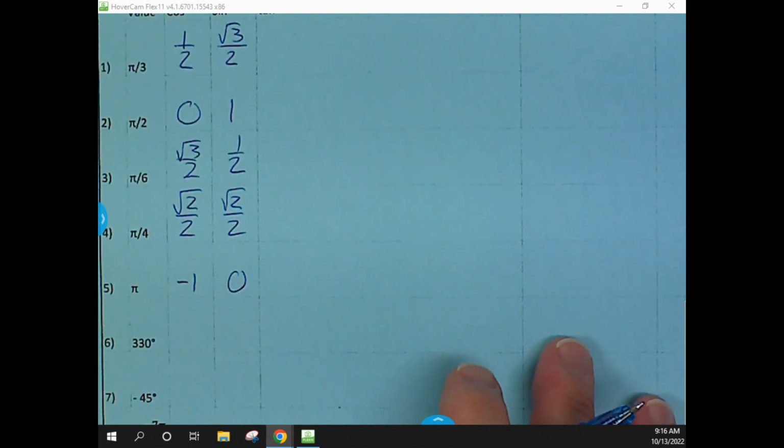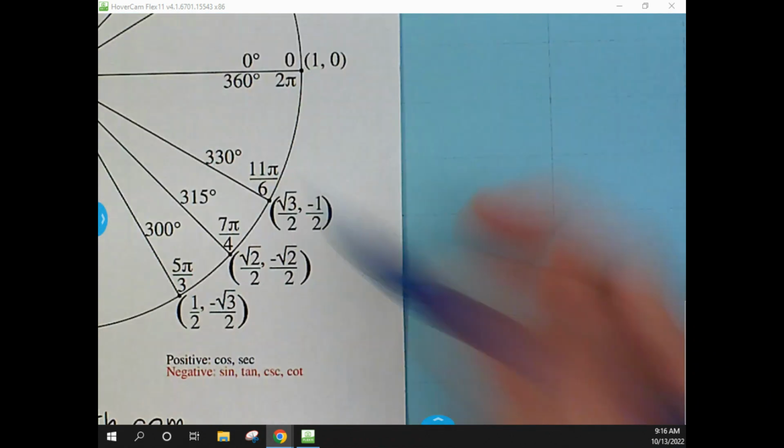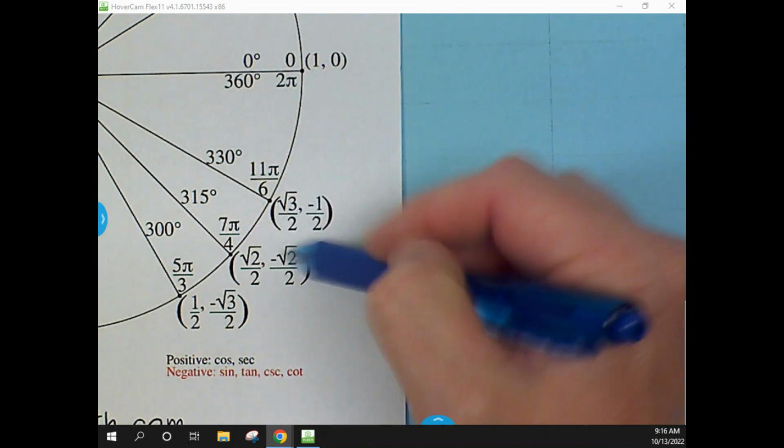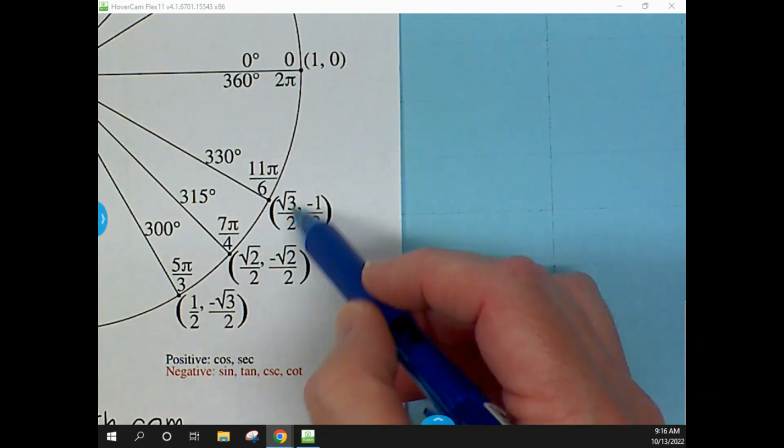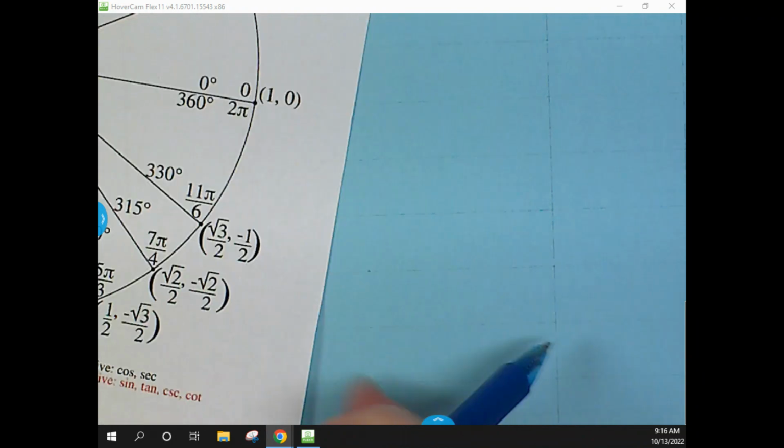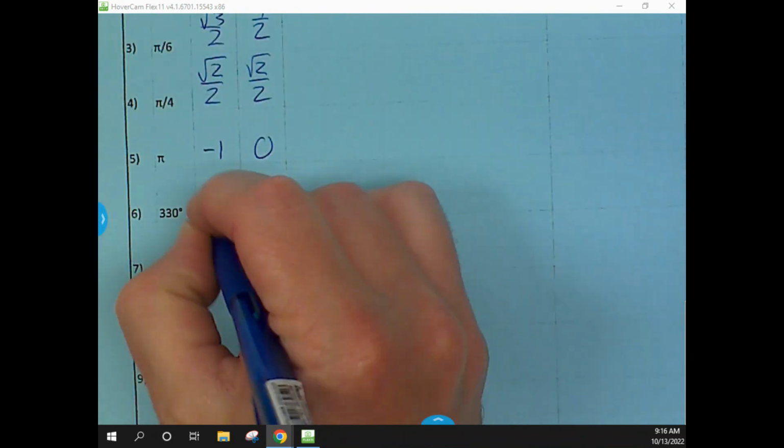If we go to 330, the only difference when we get to 330 is that now we're going below the line. So x will be positive, the y is going to be negative. So we got square root of 3 over 2 for cosine, and then -1/2 for the sine.